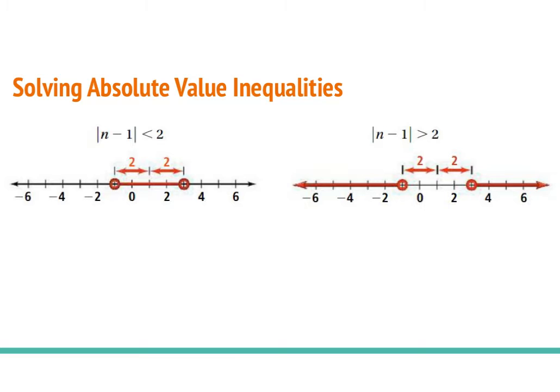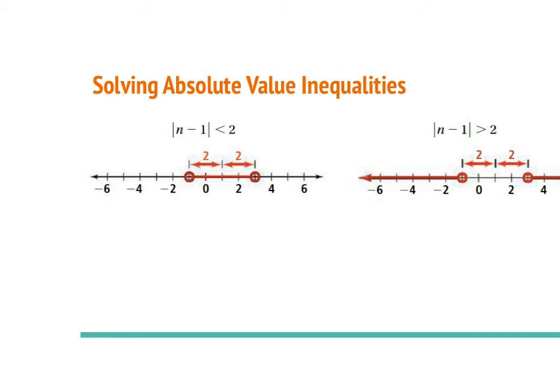For this first one, okay? First step is always going to be we need to make sure that our absolute value has been isolated. So absolute value of n minus 1 less than 2. Step number 1. Has it been isolated? Yes, it has. There's nothing on the left side of the inequality that's outside of the absolute value, right? Everything on the left is inside of our absolute value. So we're good to go there.